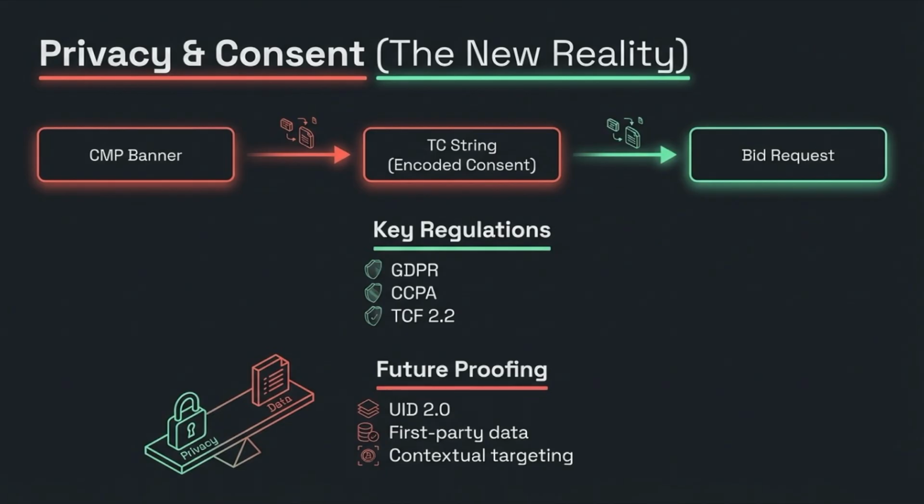Yeah. You have things like UID 2.0 that try to use your email login as an identifier. But honestly, the biggest shift we're seeing is a massive return to the past. Which is? Contextual targeting. Meaning you target the content, not the person. Exactly. Instead of knowing you are a car enthusiast because I've tracked you for 6 months, I just put my Ford ad on a car review website. I don't need to know who you are. I just know what you're reading right now.